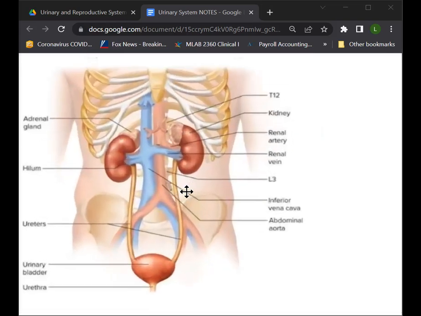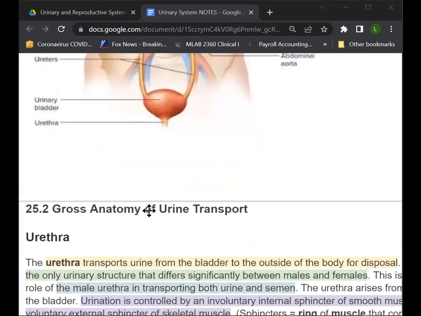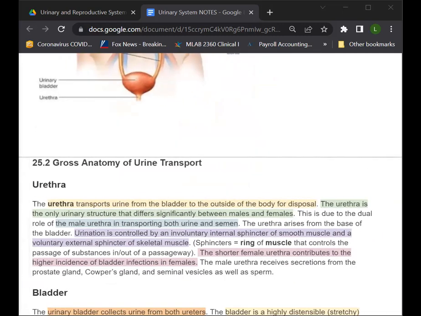This is just a simple diagram showing where the kidneys are. And then it shows how the ureters go from the kidneys down to the bladder, and then how the urethra goes from the bladder to the outside. So we're going to work backwards. We're going to start at the urethra and then work backwards to the other urinary structures.